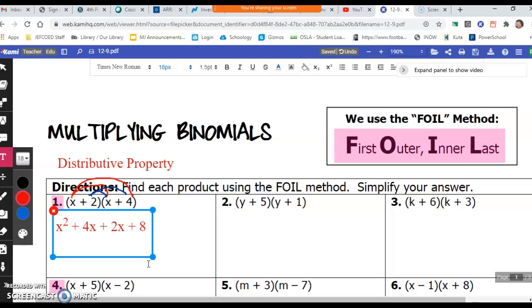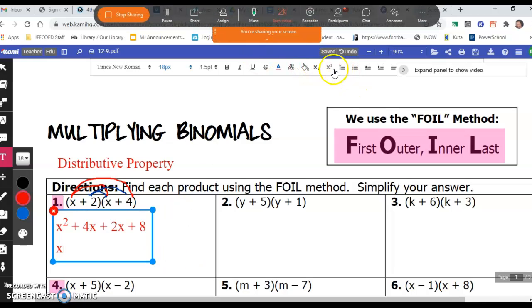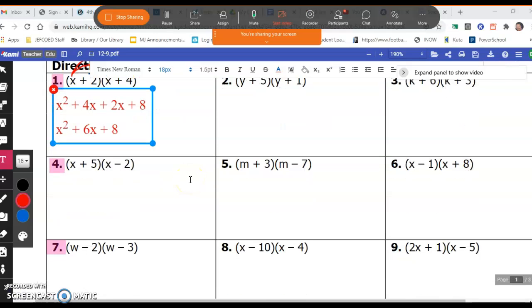We don't have anything to combine with x squared. So it's going to stay x squared. Let's combine our x terms, which is 4x and 2x, which is going to be what? 6x. So plus 6x. And then plus what? 8. Okay? But let's look at number 4, guys, now.